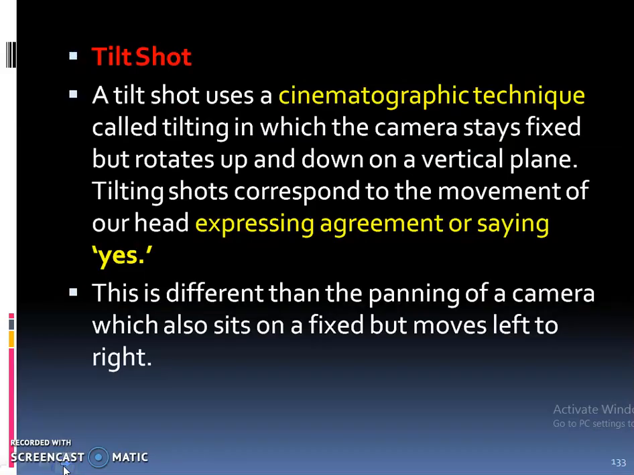Next is tilt shot. A tilt shot uses a cinematographic technique called tilting, in which the camera stays fixed but rotates up and down on a vertical plane. Tilting shots correspond to the movement of our head expressing agreement or saying yes.